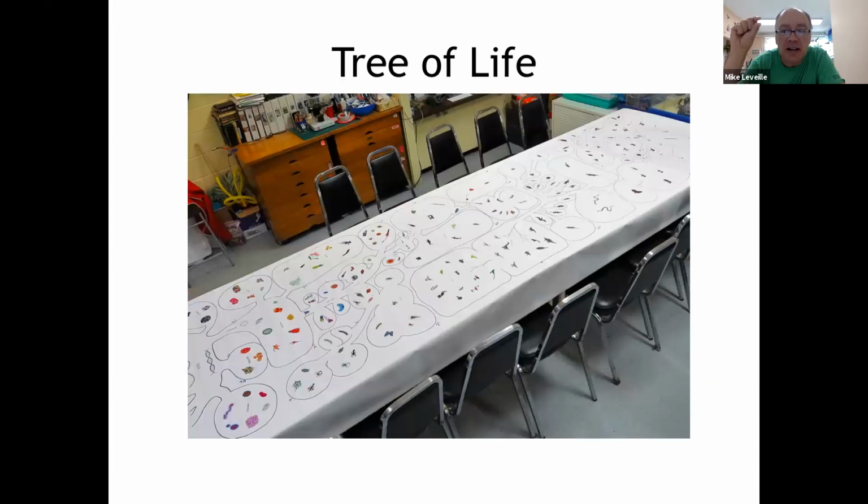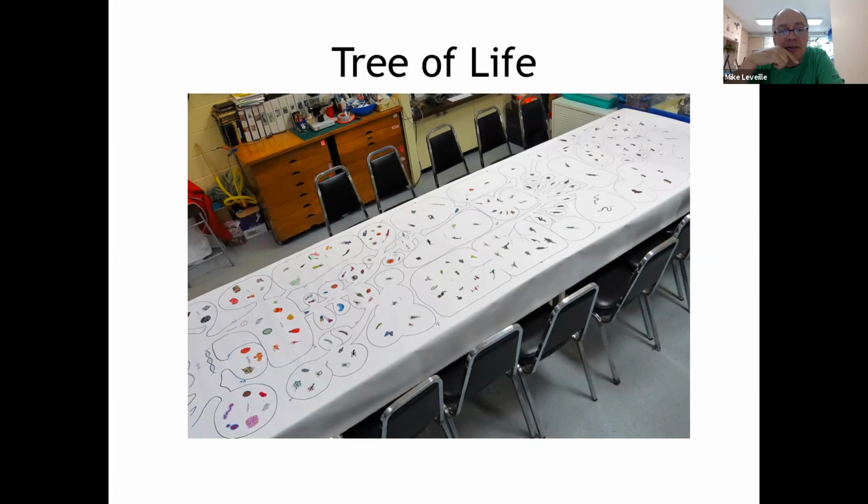Using little Schleich and Safari animals or Mojo, or like the little animals that you can buy in stores, I created a tree of life where the kids looked at form and shape, and they tried to position the creatures accordingly. And it was really a lot of fun. This is about 8 feet long.